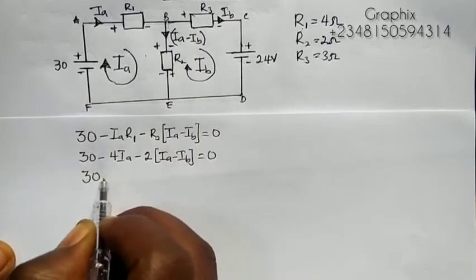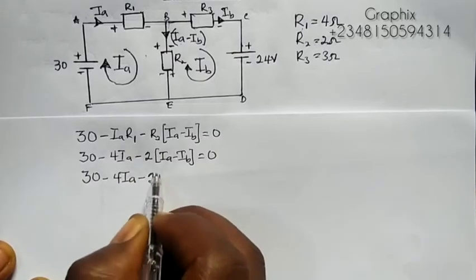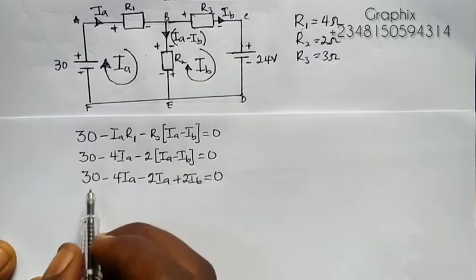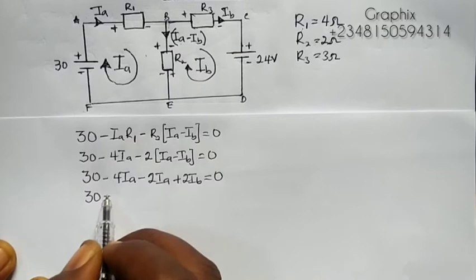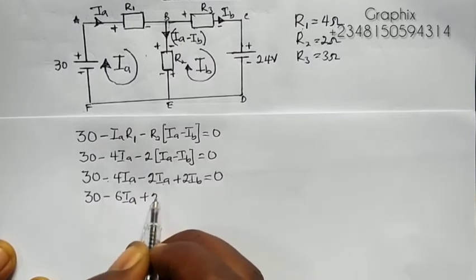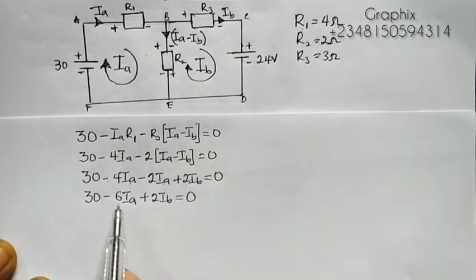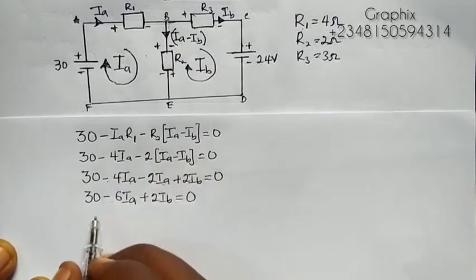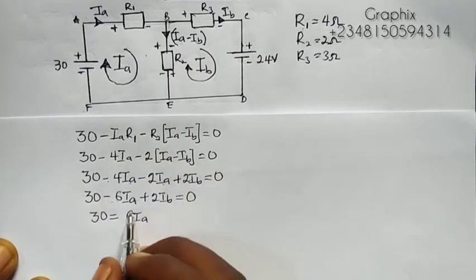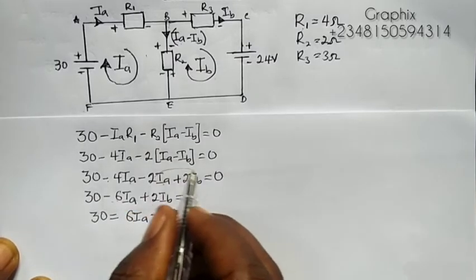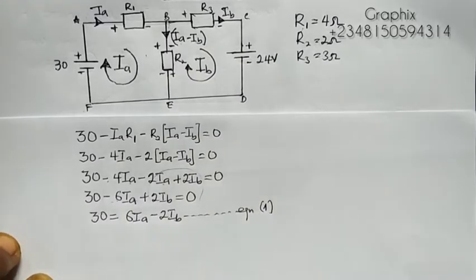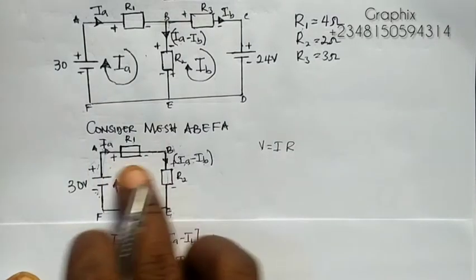So from here I'll have 30 minus 4IA minus 2IA, opening the bracket, minus times minus will be plus 2IB, equals 0. If I collect like terms, this will be 30 minus 4IA minus 2IA, which gives minus 6IA, plus 2IB equals 0. Now if I take these two values to the other side, I have 30 equals 6IA, because when minus crosses to the other side of the equal sign it becomes positive, minus 2IB, because when plus crosses to the other side it becomes negative. I will term this my equation 1. That's when you consider this loop, this mesh here.